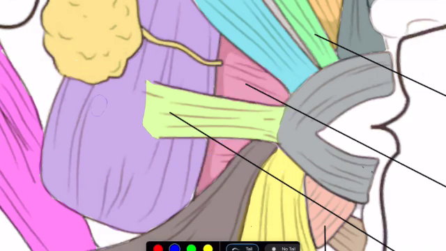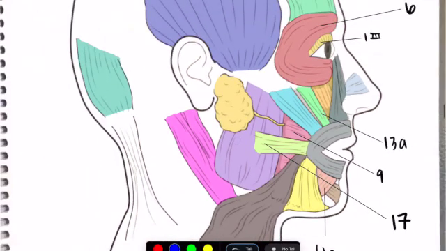called your buccinator. Those are your cheek muscles. They're used for blowing and sucking. It compresses your cheeks. Number 10 is going to be this nasalis right there. Flares your nostrils is what it's used for, really.